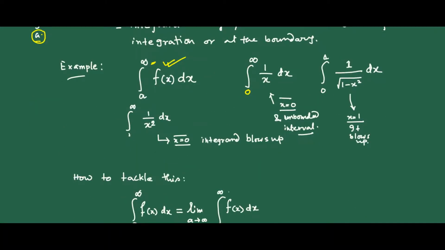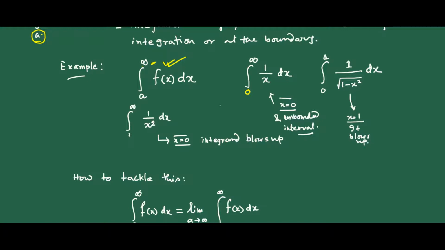Just let me give an example in order to facilitate understanding. Suppose we have the integration from a to infinity. Here the upper limit is infinity. That means it is an improper integral. It might also be that f(x) is such that within the limits of integration, f(x) blows up. Then it is also an indication of an improper integral.